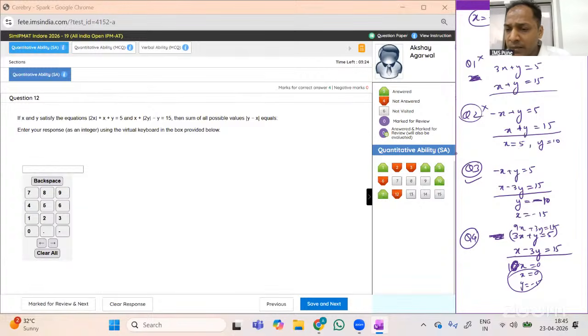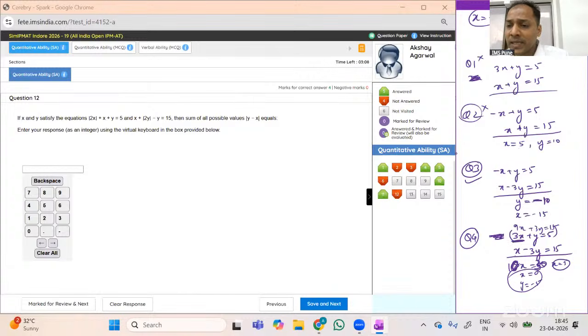9x, x minus 3y plus 3y cancels out. Add them up. 15 plus 15, 10x is 30. Therefore, x is equal to 3. If I put x equal to 3, y comes out to be 3 into 3, 9.